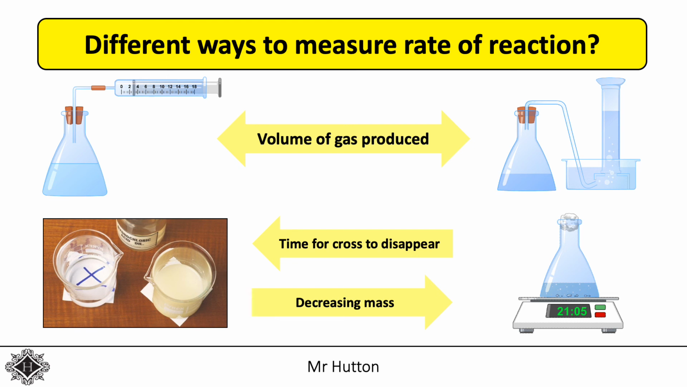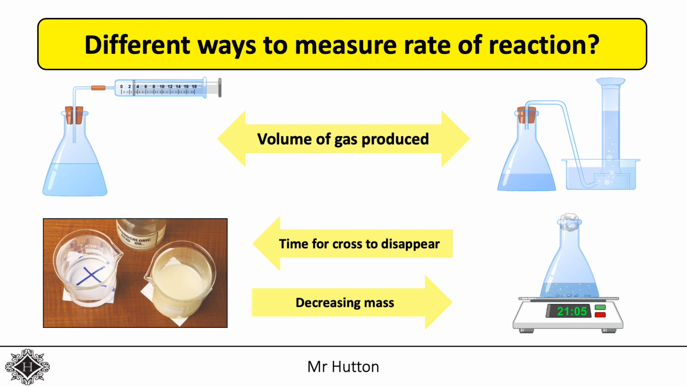What we've just looked at at the bottom there is measuring the time taken for a cross to disappear as a precipitate forms, or you could also just measure the decreasing mass of a reaction vessel as a gas was produced and it left the reaction vessel into the atmosphere.